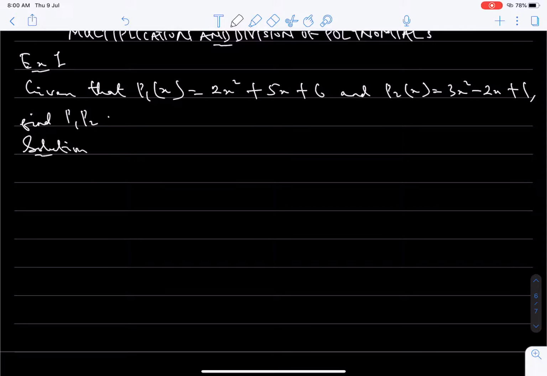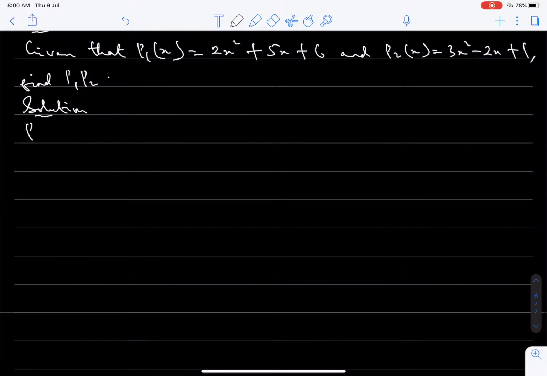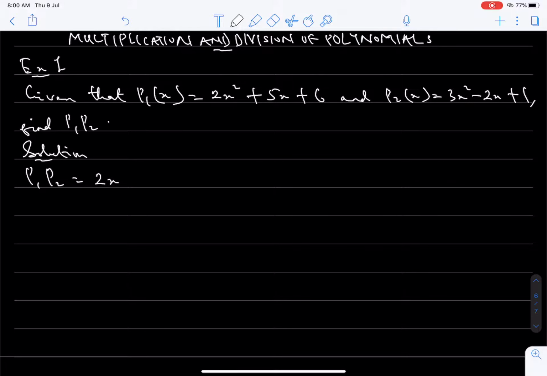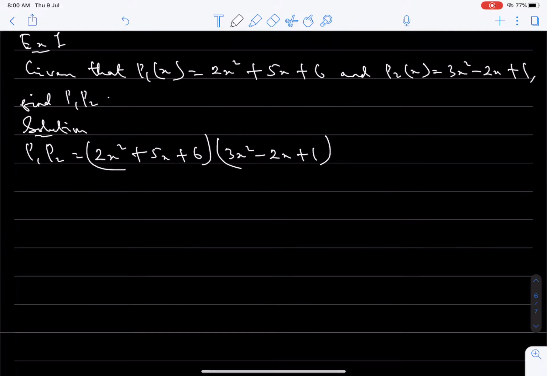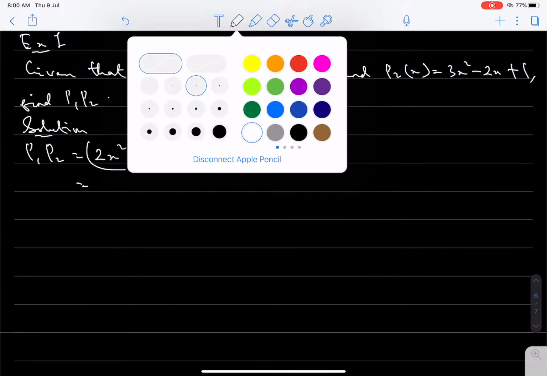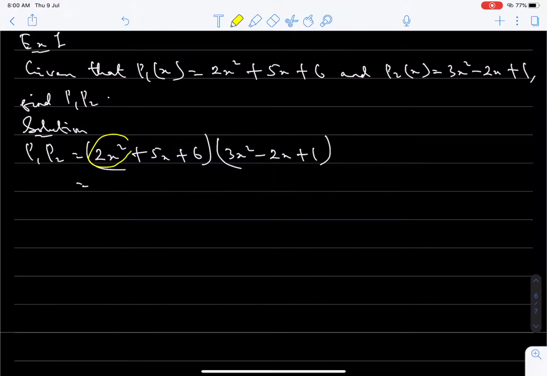We go straight to the solution. P1 P2 equals P1 of x, which is 2x squared plus 5x plus 6, times P2 of x, which is 3x squared minus 2x plus 1. Now to multiply this, we simply multiply each of the terms in the first polynomial by the whole of the second polynomial. So we are multiplying 2x squared by the whole of this, 5x by the whole of this, and then 6 by the whole of this.